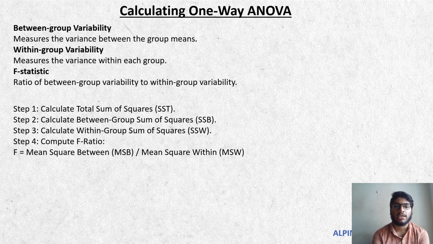Next, step 1. Calculate the total sum of squares. Step 2. Calculate the between-group sum of squares. Step 3. Calculate the within-group sum of squares. Step 4. Compute the F ratio. The F ratio is calculated by dividing the mean square between by the mean square within.